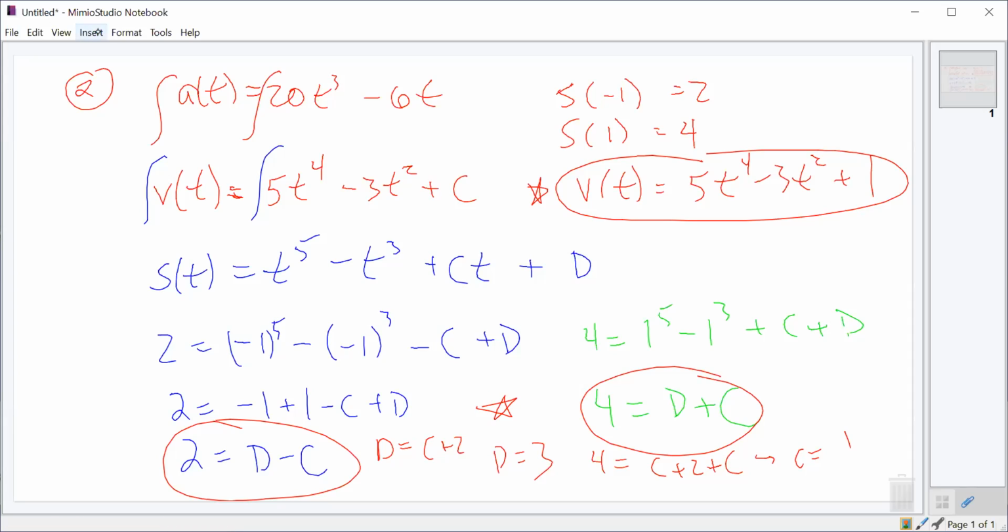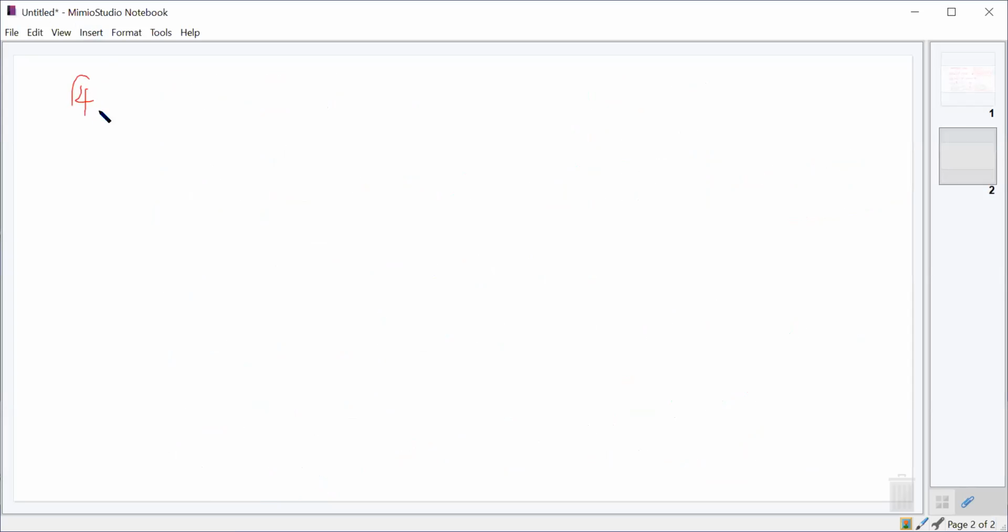Y'all are very quiet. 4, was that the next one you wanted? Yes. All right, number 4, a stone is thrown straight up from the top of a building. Its initial velocity is 40 feet per second. It takes 4 seconds to hit the ground. And what do we want to know? We want to know the height of the building. So we want to know the height at the initial time when it was first thrown.